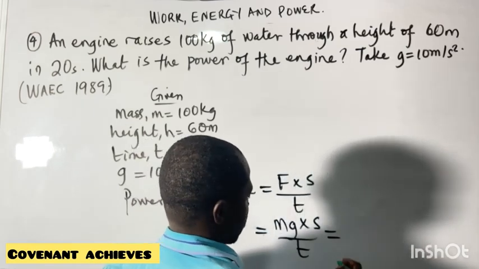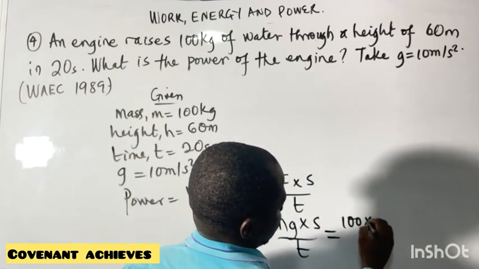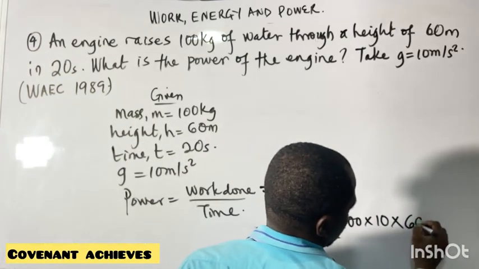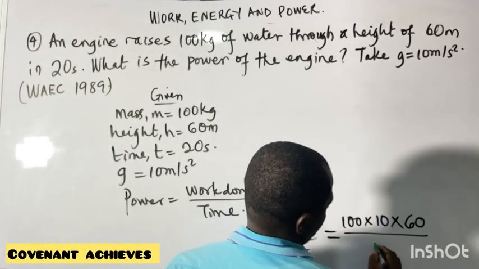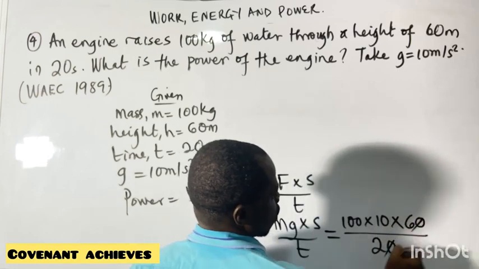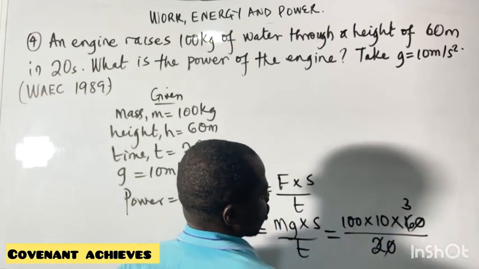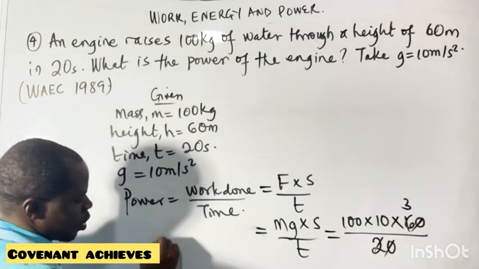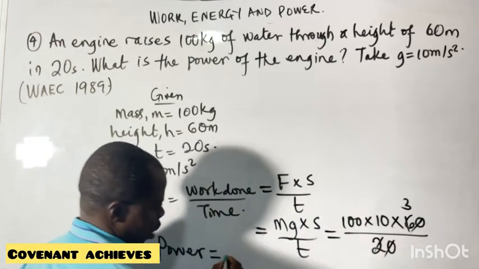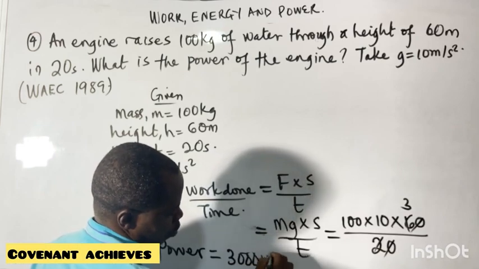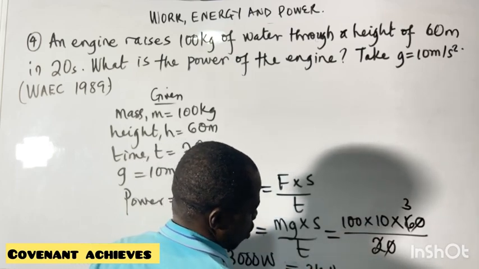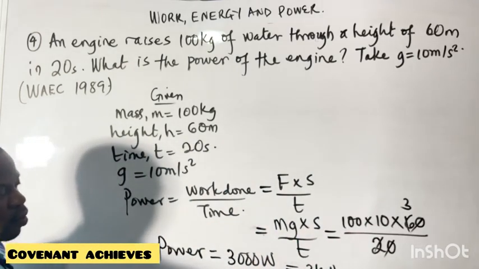So on substitution, what are we going to have here? We have this as mass is 100 times 10, then times distance. Distance is 60 meters divided by the time, which is 20 seconds. You can see, so we have 0 cancel 0, 2 goes into 20 once, 2 goes into 6 three times. And in that case, you can see therefore the power is 1000 times 3, that's 3000 watts, or it's given as 3 kilowatts. So that's how we solve the question, as simple as it is.